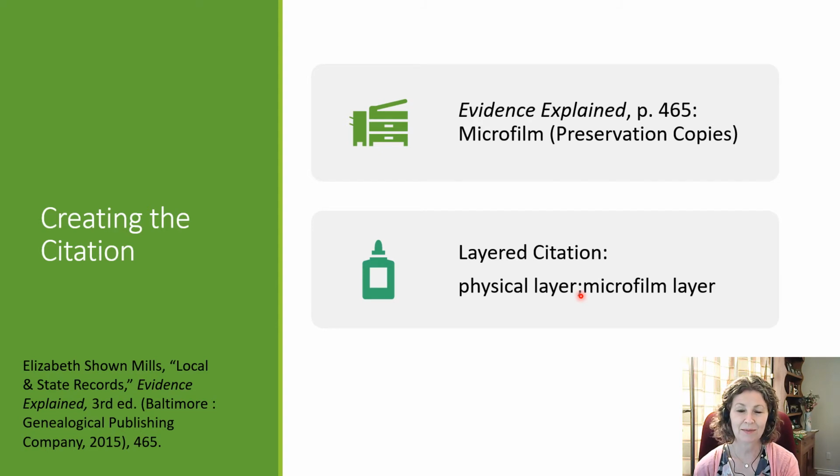You can learn more about this in Elizabeth Shown Mills's book, Local and State Records chapter from Evidence Explained. And on page 465, she talks about microfilm and preservation copies. And it gives you a little bit of background about the type of information that you would want to include in this type of a citation.